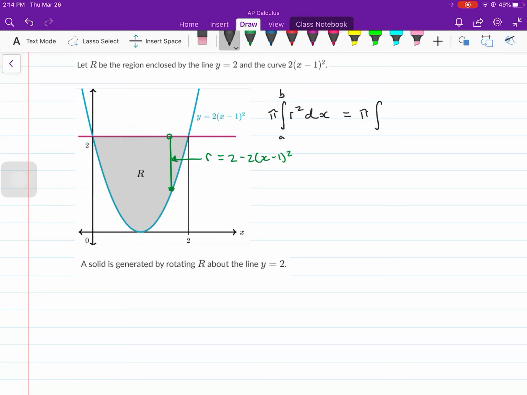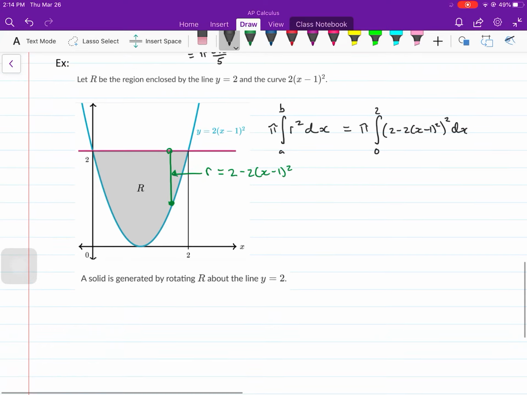So we're going to have pi integral from 0 to 2. Fortunately, once again, they gave us our bounds. It's horizontal, so we're going with the x values. And then r is 2 minus 2 times x minus 1 squared. And then it's r squared, so we've got to square that. And then dx.